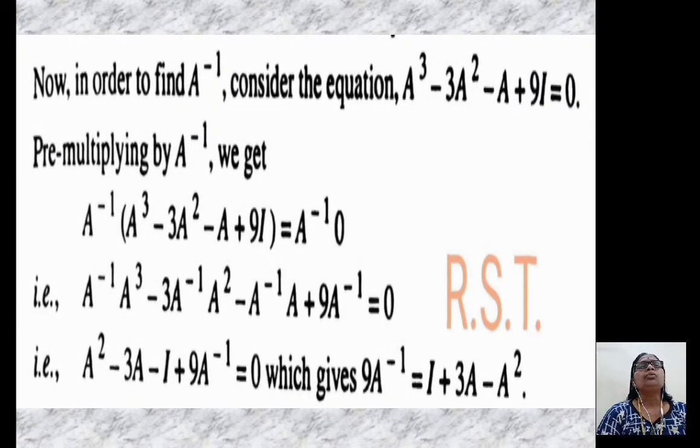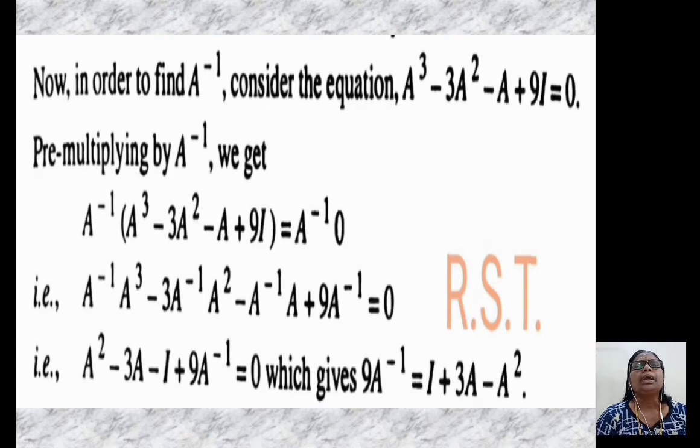Now, we have to find A inverse. So, consider the equation A cube minus 3A square minus A plus 9I equal to 0. Pre-multiplying this equation by A inverse, that means we have to multiply this equation by A inverse, we get A inverse into bracket (A cube minus 3A square minus A plus 9I) bracket complete, equal to A inverse into 0, since the value of the bracket is 0 from the above equation.